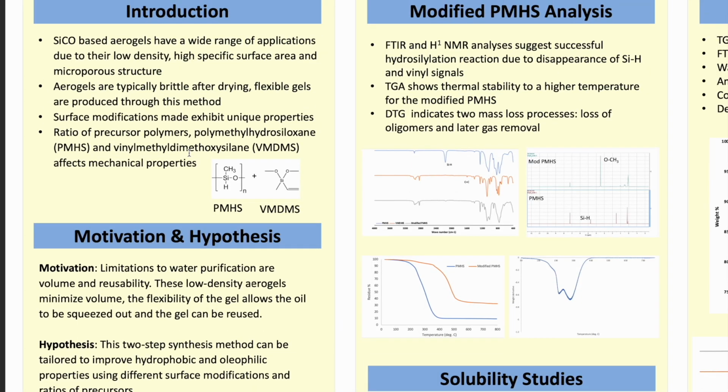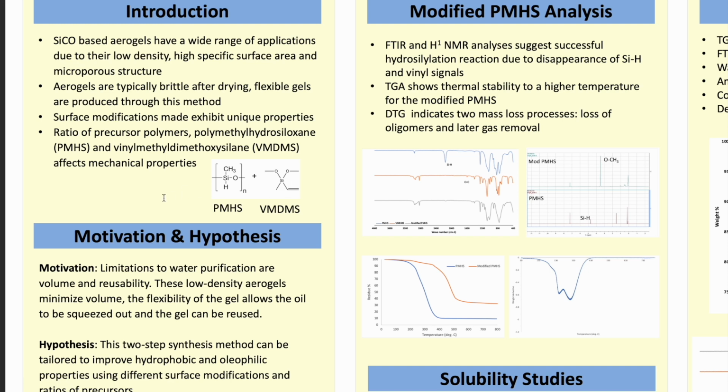SiCO-based aerogels have a wide range of applications due to their low density and micropore structure. Typically, these aerogels are brittle. However, using this method, they are compressible and have flexibility. The mechanical properties observed in these materials are related to the ratio of the PMHS to VMDMS used.